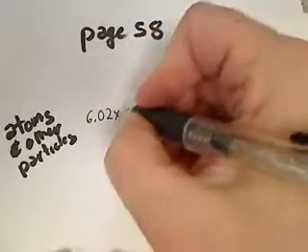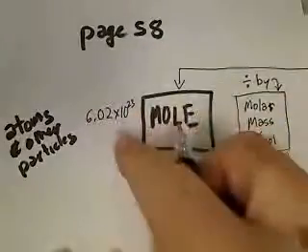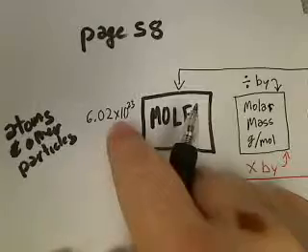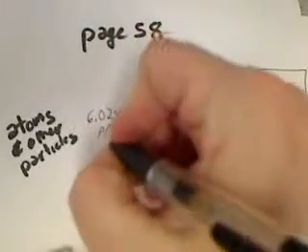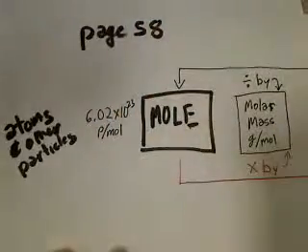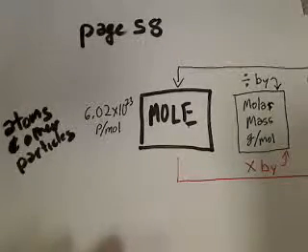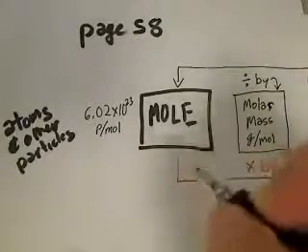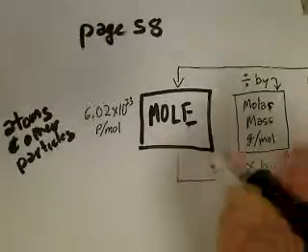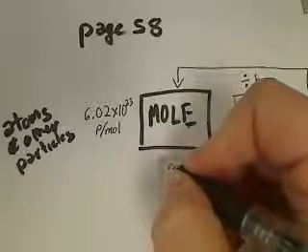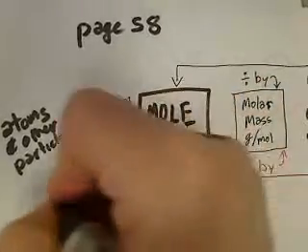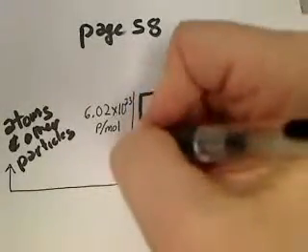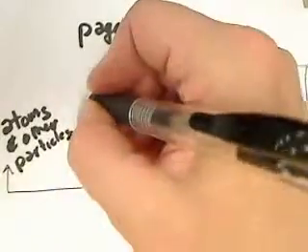6.02 times 10 to the 23rd. Remember, in the calculator, we're putting that in as 6.02 EE23. This is the number of particles in a mole. It could be atoms or molecules or formula units. So, what if I want to go from moles and I want to get to atoms and particles? Well, remember, if you start with moles, you need to multiply.